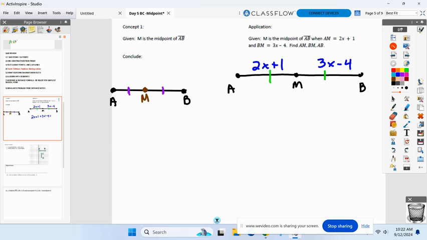Got to think more outside the box. What do you already know about AM and MB? They're congruent. They have the same length. So what can I do with 2x plus 1 and the 3x minus 4? Set them equal. There we go. Perfect. Since they're equal in length, I can set them equal in the equation. So don't get brainwashed that it has to be this plus this equals this. No, it depends on the problem. Hopefully that's nice and easy for you guys to solve.